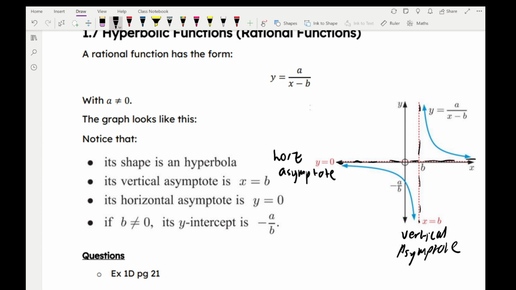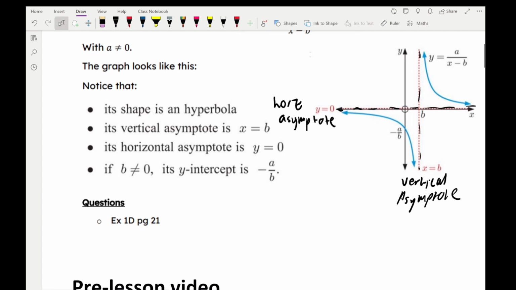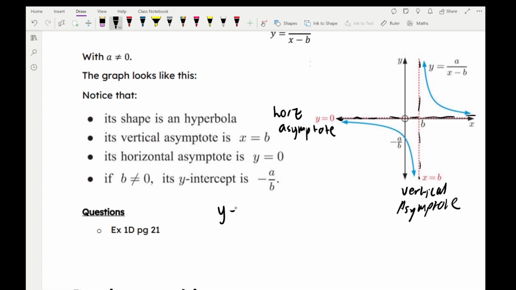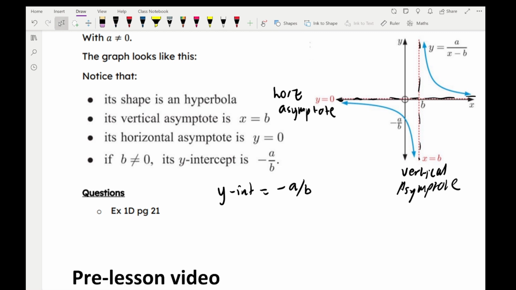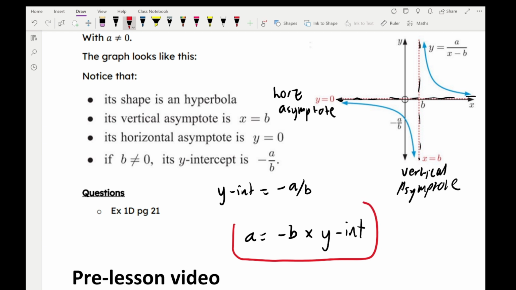Cool. All right. So that's great. The other thing you need to know is that the y-intercept equals minus a over b. Now, if you want to rearrange that, this is another useful form. You can times both sides by b and get a equals minus b times the y-intercept. And that form is really useful for finding out whatever your a value is, which we'll see later.